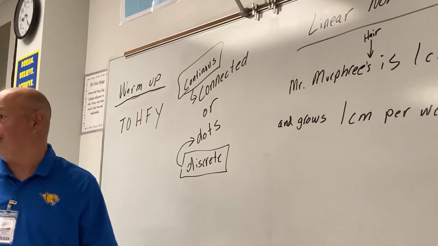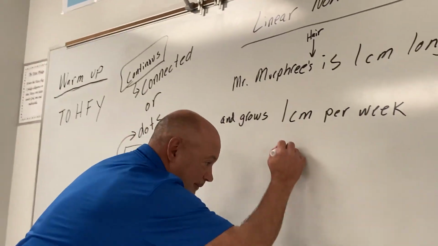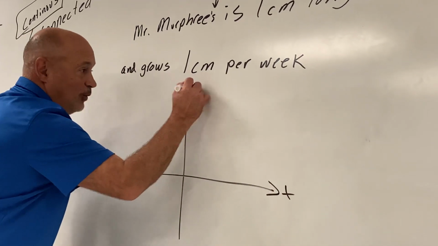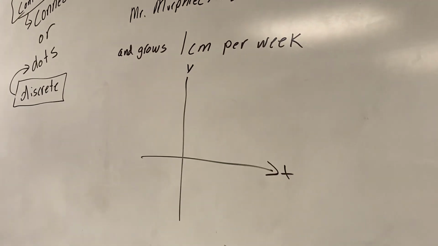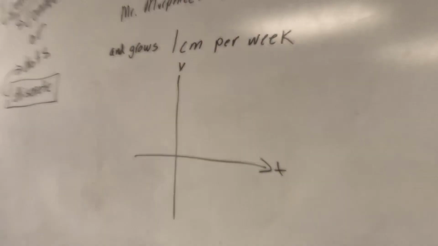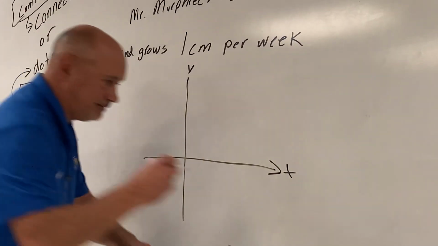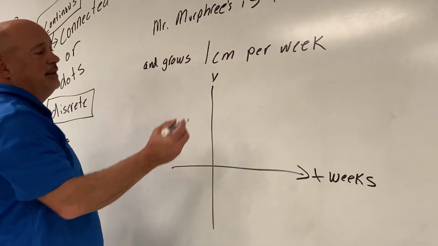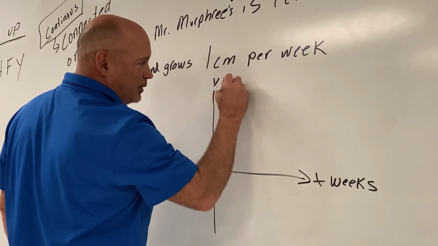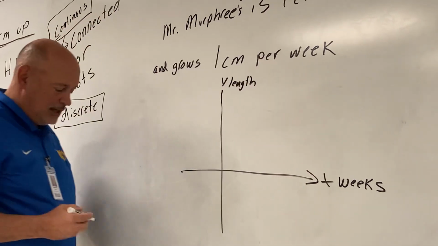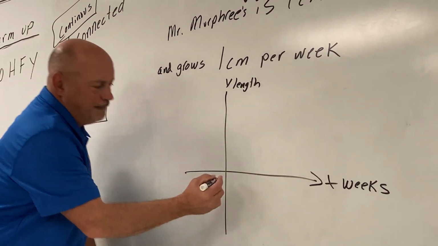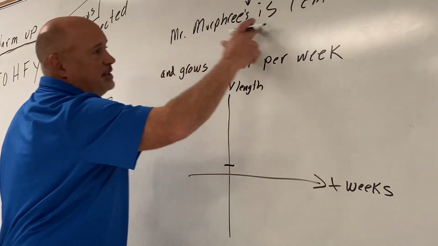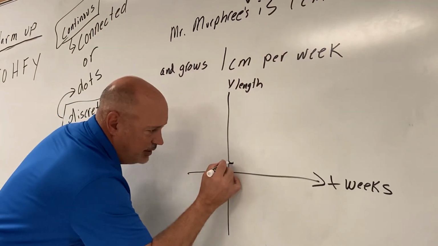Let's graph old Murphy's hair. X, Y. What is X going to be in this problem? The weeks. What's Y going to be? The length of my hair, or centimeters, whatever you want to call it. All right, so where do we start at? 1. At the beginning, how long is my hair? So let's start at 1.